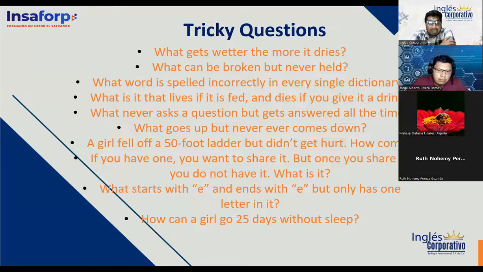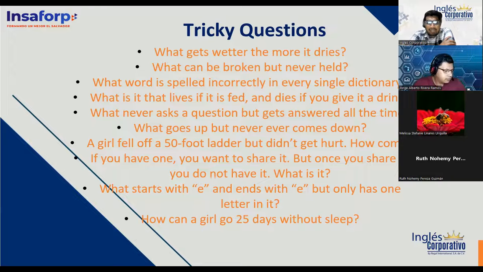Then we have, what is it that lives if it's fed and dies if you give it a drink? Then we have, what never asks a question but gets answered all the time? Then we're going to see, what goes up but never ever comes down?